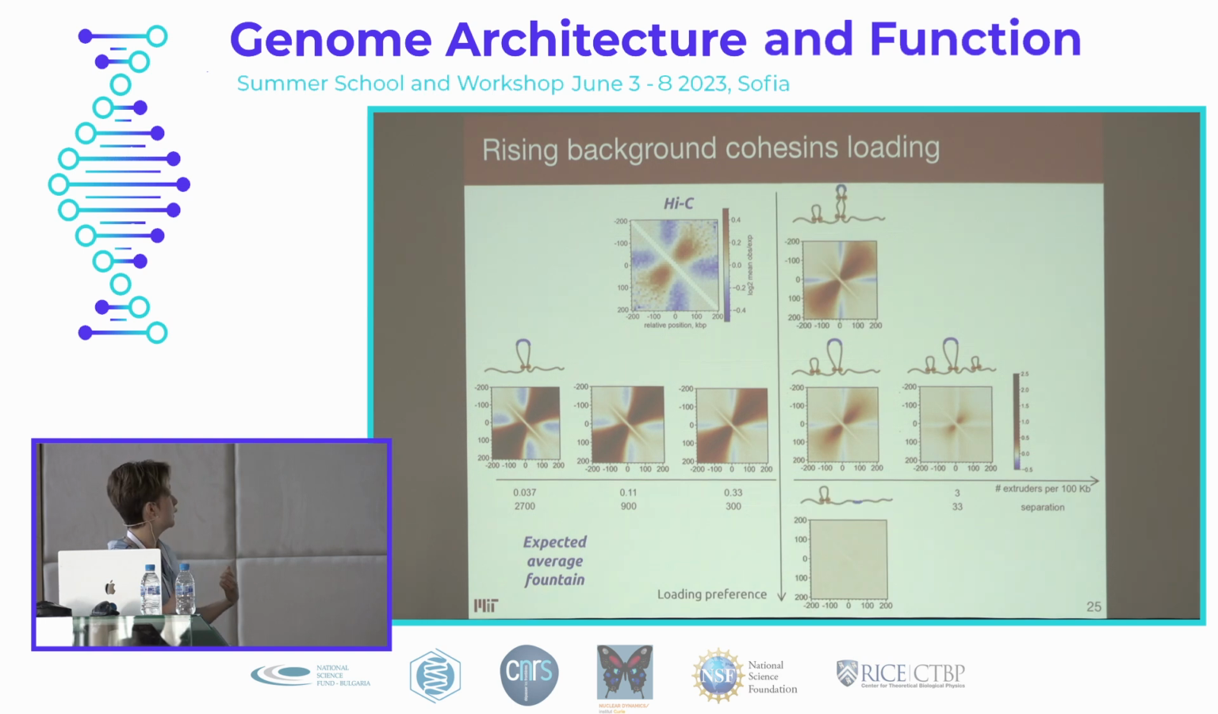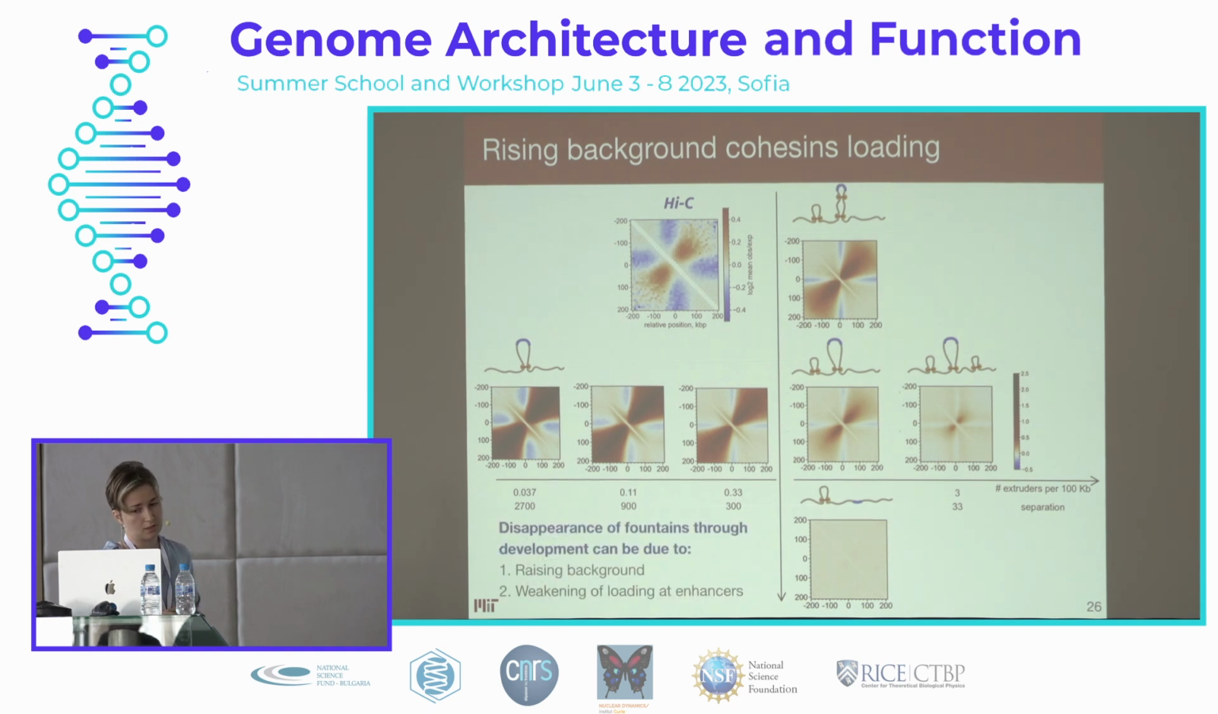And we also can do a modification of another parameter. We can just decrease the loading preference. So we can just say that there is very minuscule enrichment of loading at the target site. And this will also result in the disappearance of the fountain. And presumably that is what we see in the development, because as we saw, fountains are only formed at this particular time point, 5.3, but then they can become any other structure, and they're not distinguishable in Hi-C maps, and they're not visible.